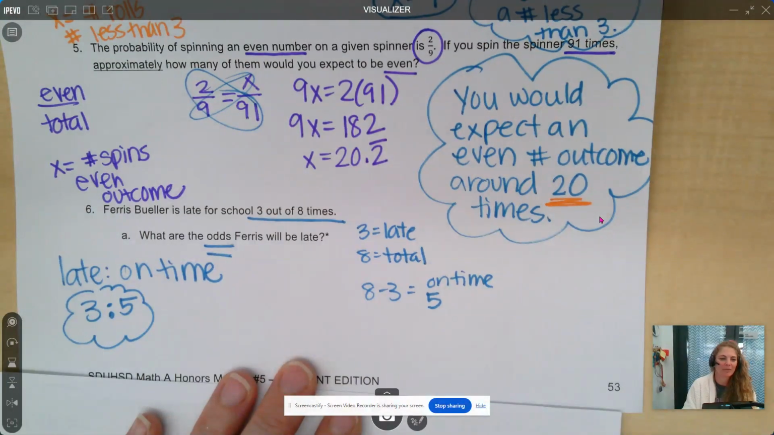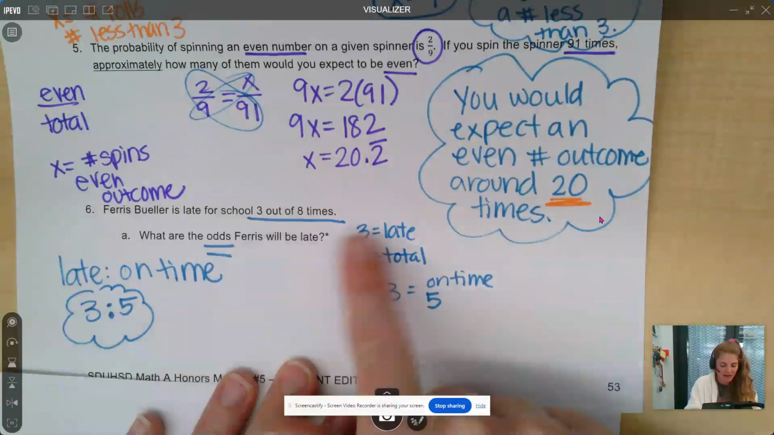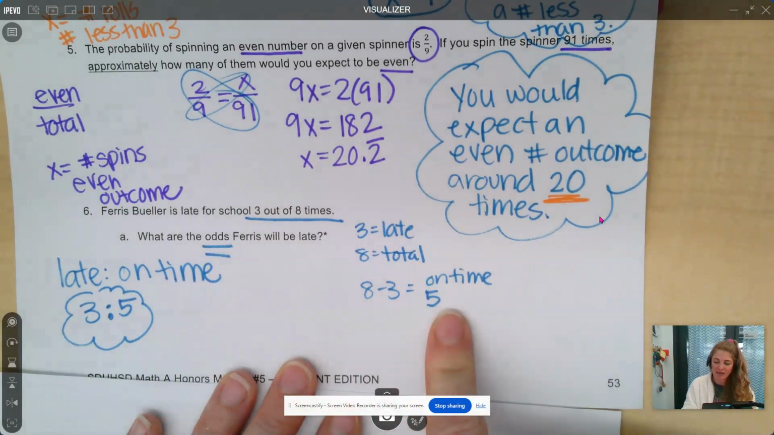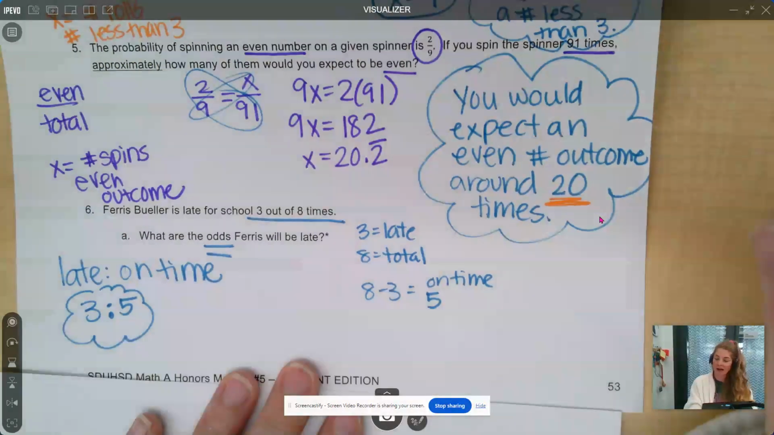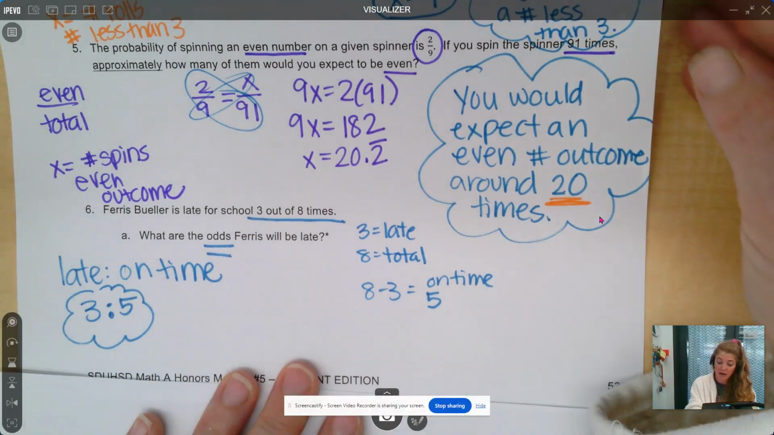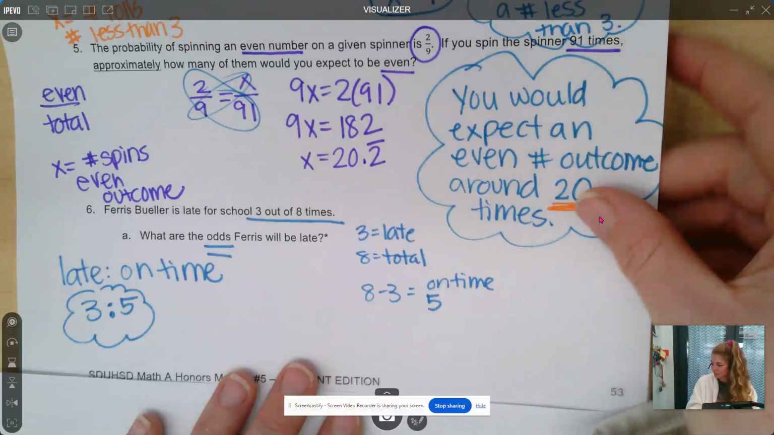Ferris Bueller. It's a movie reference. It's late for school 3 out of 8 times. So what are the odds Ferris will be late? So 3 out of 8, 3 late, 8 total. So he's on time 5 out of 8. Or late to on time is 3 to 5. The odds are 3 to 5 that he will be late.